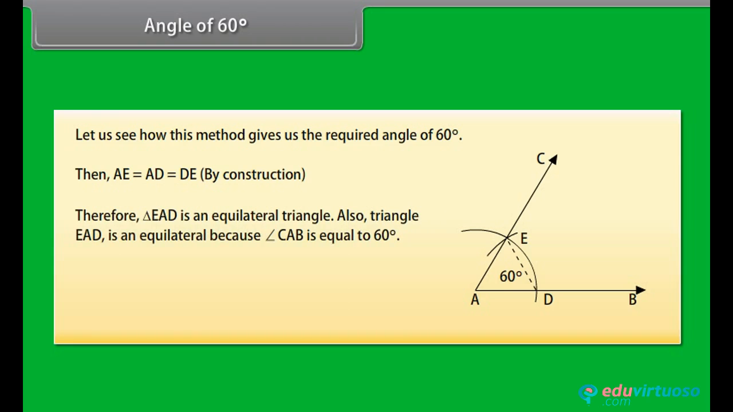And therefore, triangle EAD is an equilateral triangle. Also, triangle EAD is equilateral because angle CAB is equal to 60 degrees.